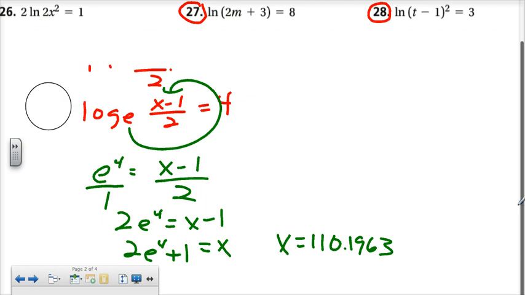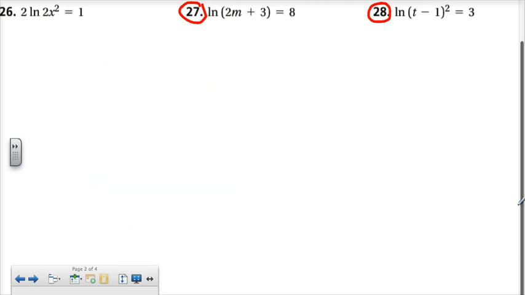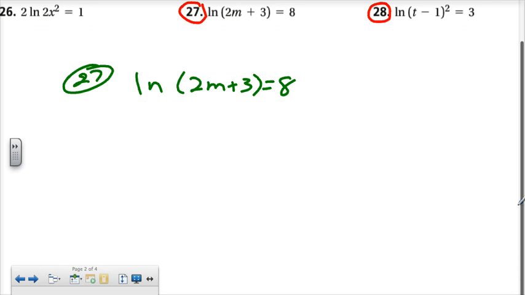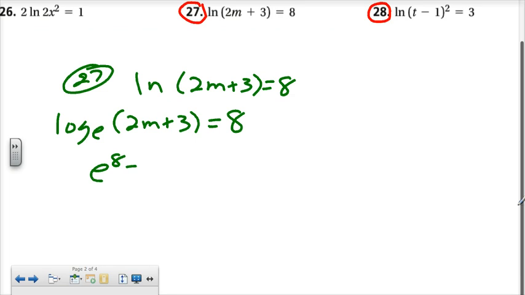Then 27 and 28. Those look a little involved, so let's take a peek at those. All right, again, we remember that that's really saying logarithm base e of 2m plus 3 equals 8. But we're not allowed to separate that 2m plus 3, that's why it's in parentheses. So if we snail shell this, we'll get e to the 8th equals 2m plus 3.